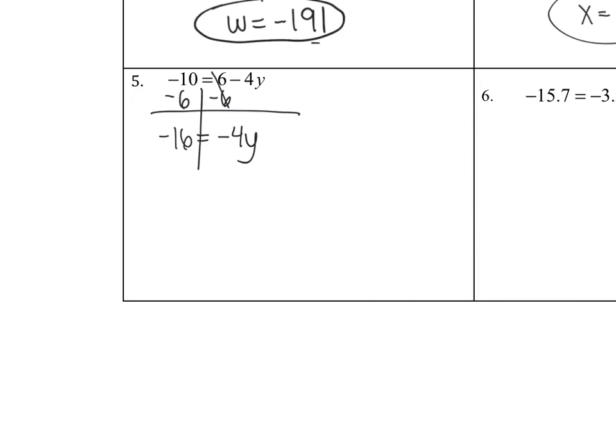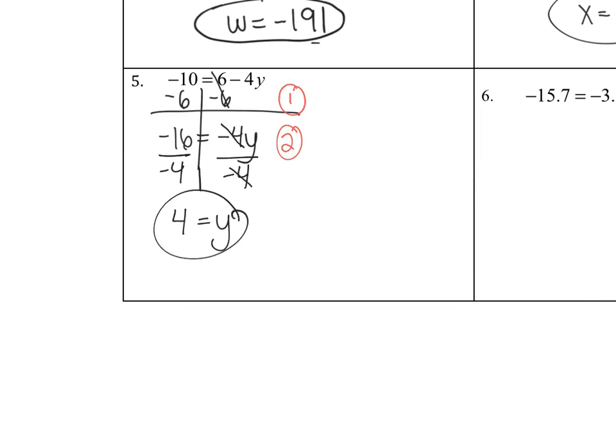So I did step 1. Step 1 was to get rid of the adding and subtracting. Now step 2 is to get rid of the multiplying or dividing. So remember that negative 4y is the same thing as negative 4 times y. So in order to get rid of that, I'm going to divide both sides by negative 4. When I do that, I'm going to keep the negative sign out front because I want to get rid of it completely. When I do that, I get positive 4 is equal to y. There's my final answer. Okay, so be careful with your integer signs.